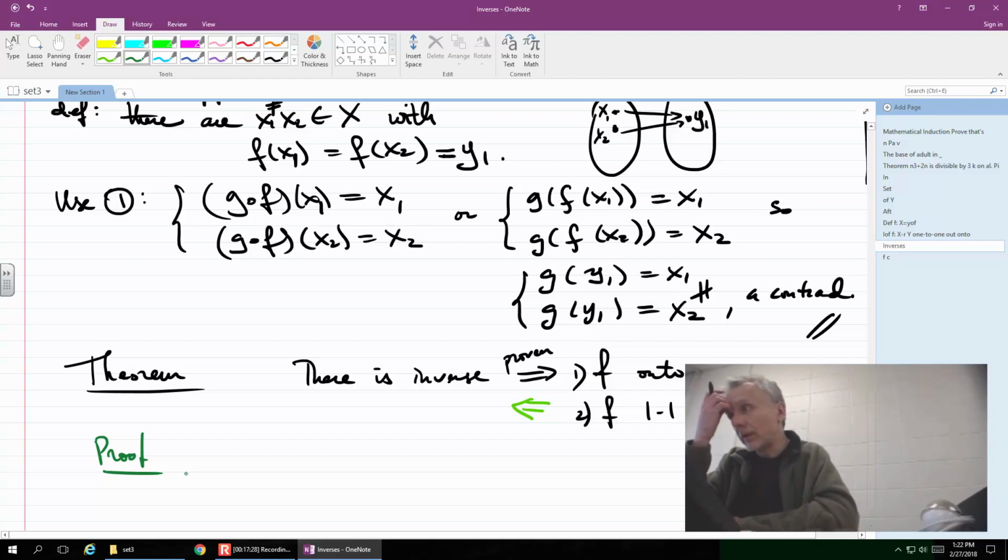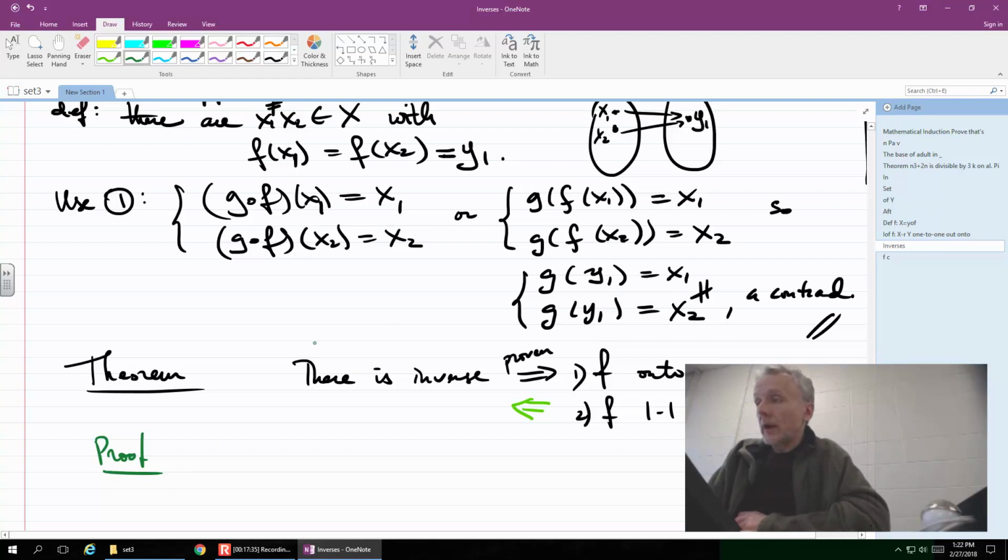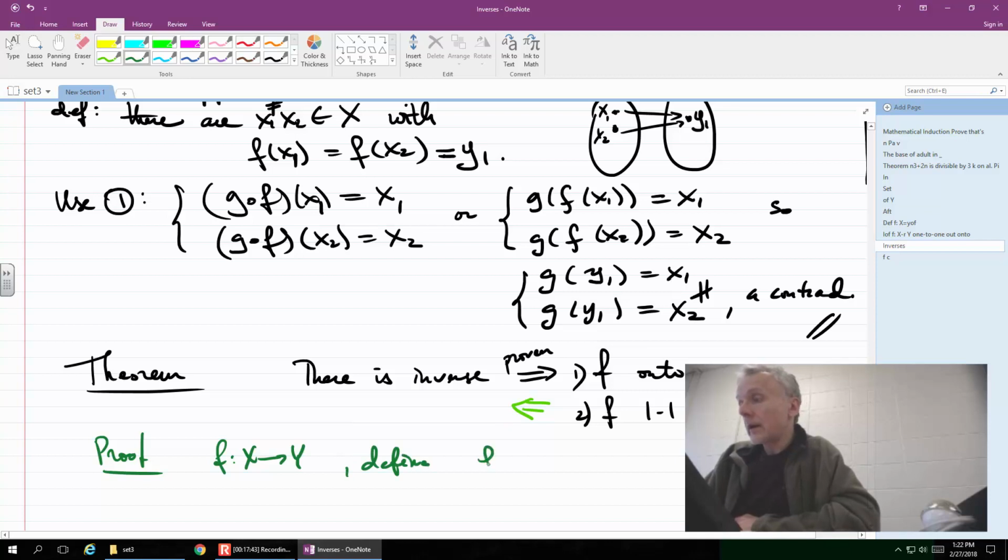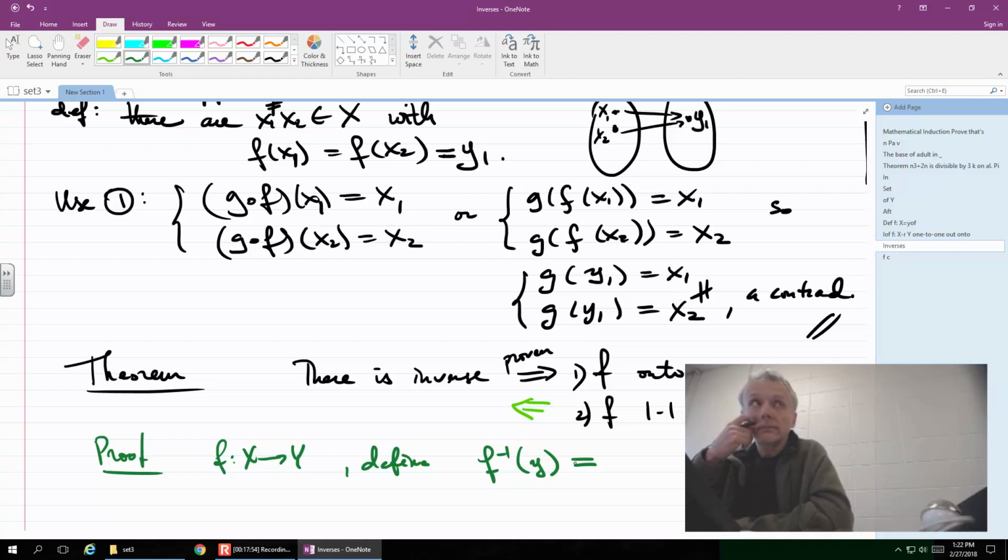Once again, based on what we've got, we are reversing arrows. So f is from x to y, and it is one-to-one onto. Define f inverse of y. So how do you algebraically reverse the arrow? Like this, that's my arrow, it goes backwards.